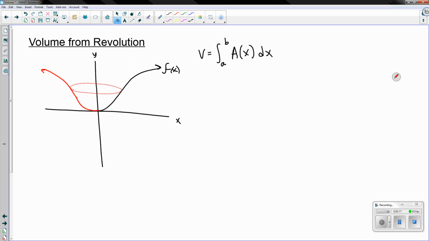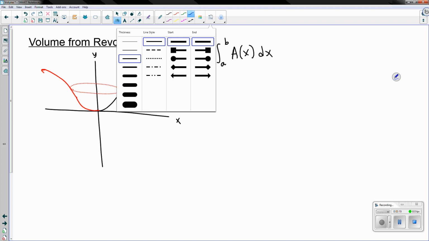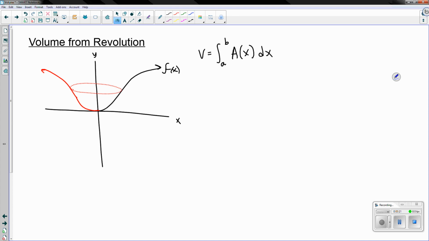So again, the idea is still the same. We need to figure out a representation for the radius in terms of our function. And then that way we can get an area formula for a cross section and integrate the area formula for the cross section to get the volume of our shape. So we know the center of our circle is going to fall upon the axis of rotation. So the distance from the axis of rotation to the function curve will get us our radius.